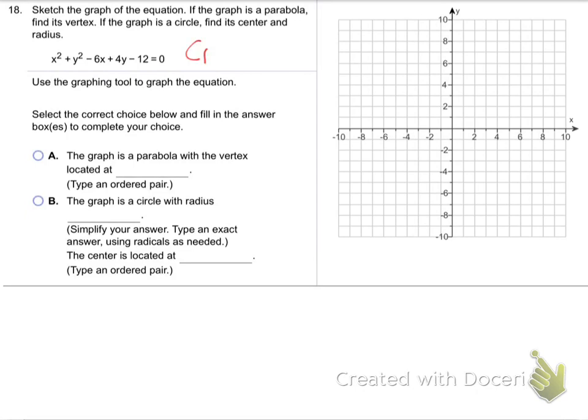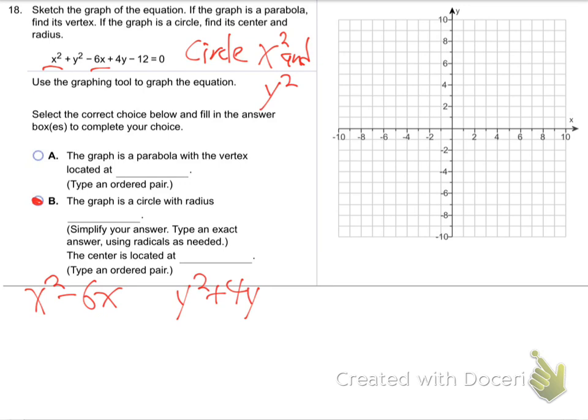Okay, so number 18 is a big pain. First off, it's going to be a circle because x squared and y squared, right? So certainly it's a circle. It's not a parabola. A parabola only has one letter squared instead of both. Now we got to reorganize it. X squared minus 6x. Y squared plus 4y. And I'm going to take that minus 12 and jump it to the other side, and it'll be plus 12. So you see what I did right there.